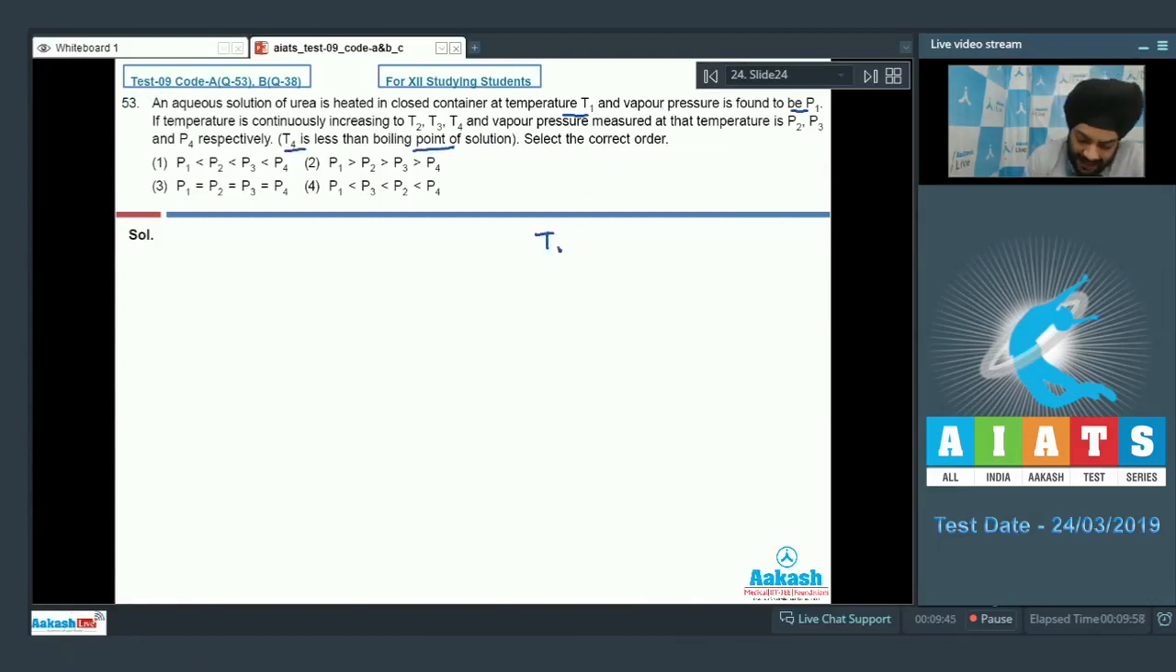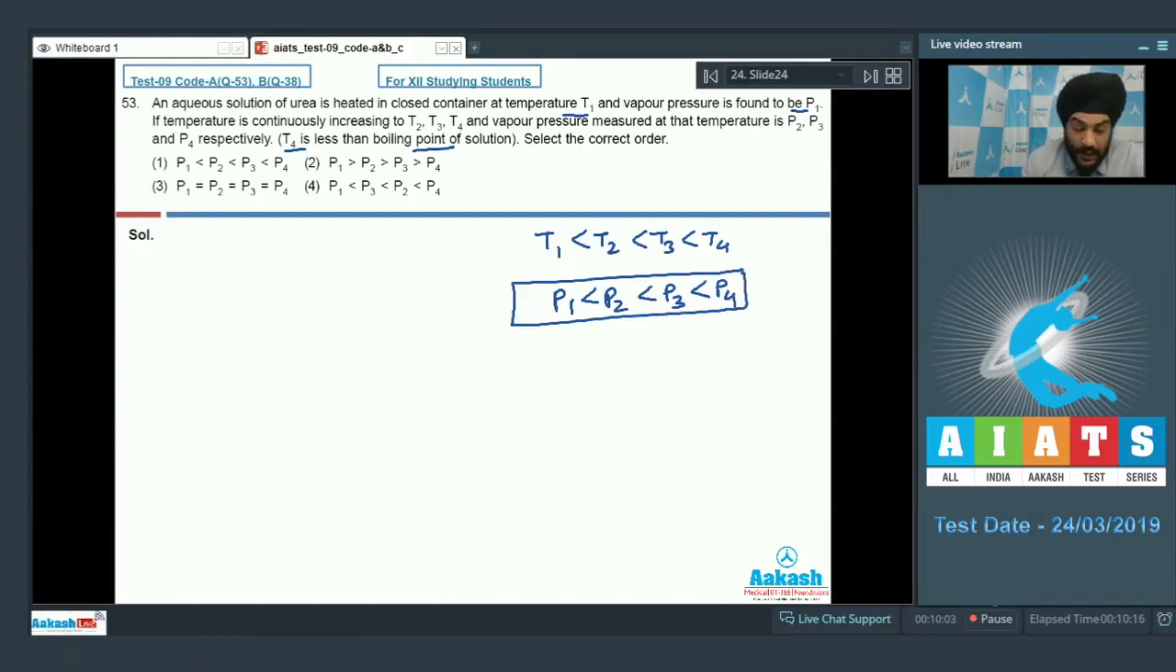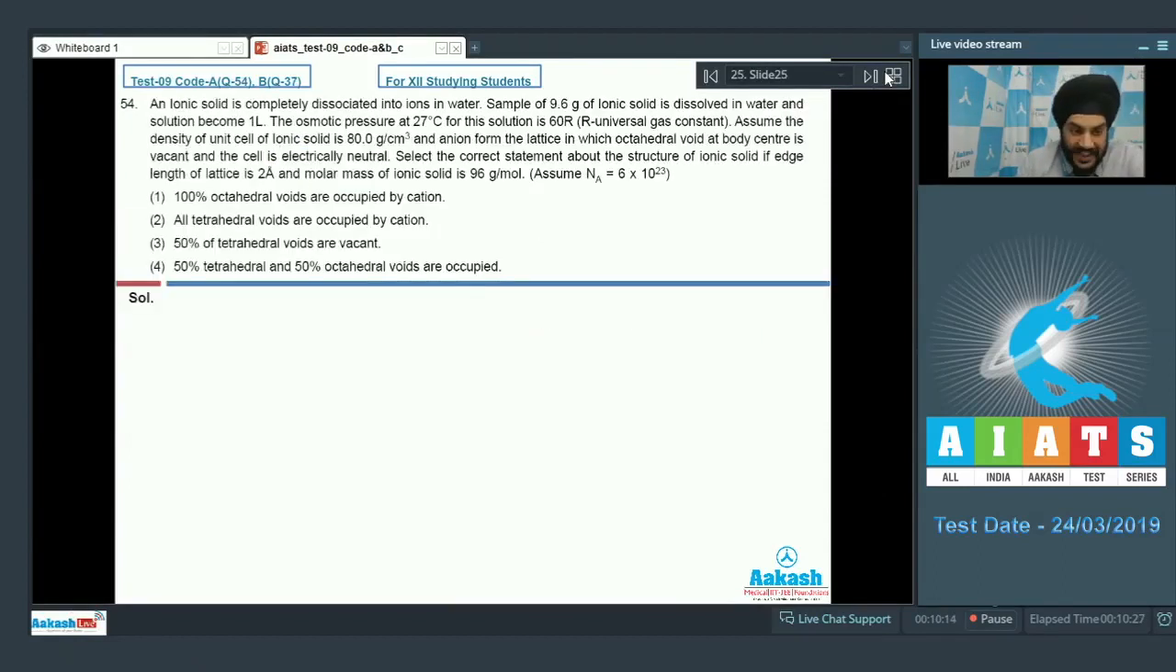So we know that as temperature increases, the value of vapor pressure also increases. So the correct order of pressure can be written as P1 less than P2, which is less than P3, finally which is less than P4. So this is the correct order of vapor pressure, students. And looking at the options, we can clearly see that we have to select the first option as the correct answer. Let us now look at the next question. Question number 54. An ionic solid is completely dissociated into ions in water.